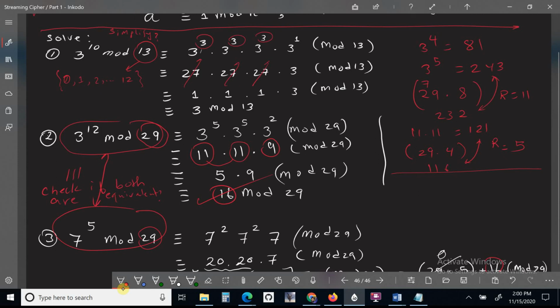Now for 7 to the power 5, how do we find it? Again, it's the same concept here.